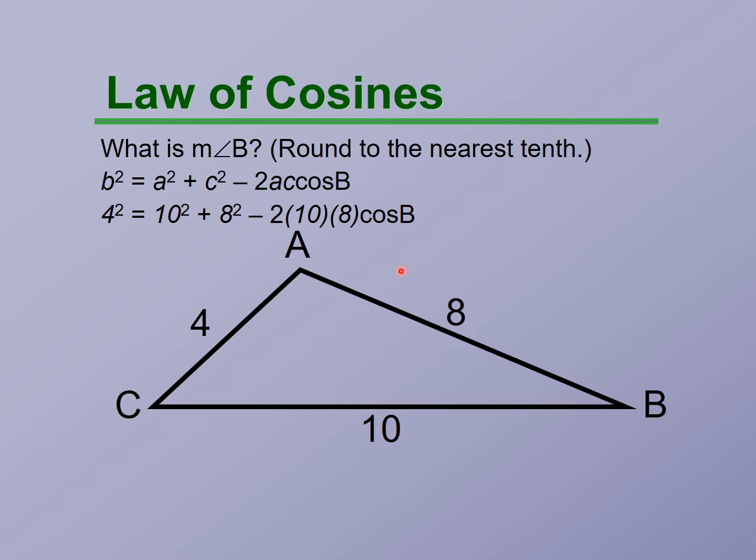So I'll go ahead and simplify everything. I'll do 16 here. I'm going to subtract 100 from 16, and then subtract 64 from that, and then I will divide both sides by -2 times 10 times 8, and then I'll take the inverse cosine of that answer, and I will figure out that angle B on my calculator is 22.3 after I round to the nearest tenth.